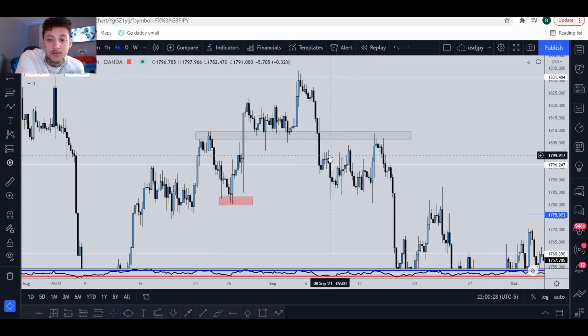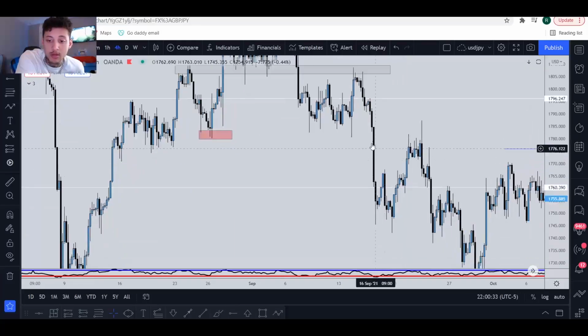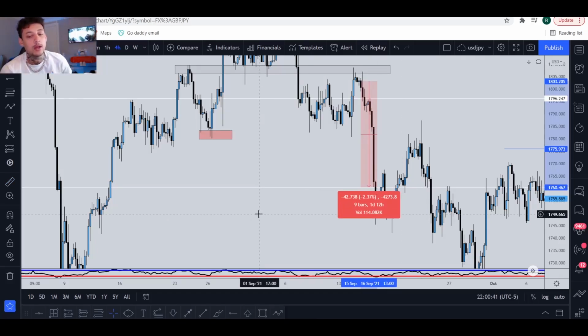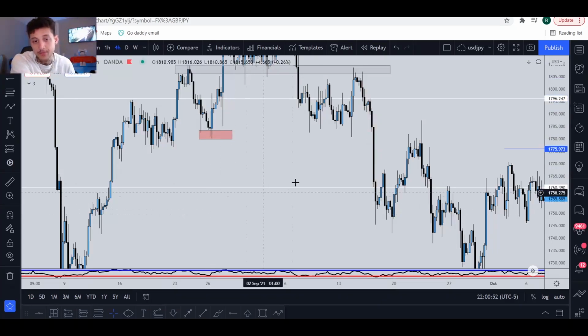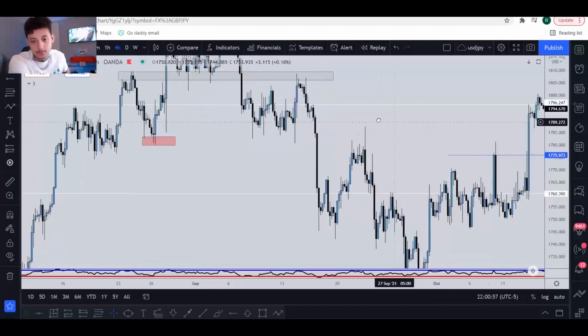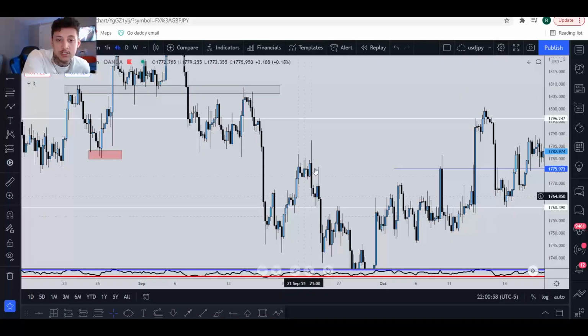Meaning that you would not have sold here, you would not have sold here, but you would have sold here, and then that's where you would have made the money. Look how much price dropped right after that, right? If you would have taken a trade here and maybe targeted here, that's 423 pips, right? If you would have just done a single standard lot, you would have made $4,273.8, right? 10 lots, you would have made $40,000. It's insane, right?